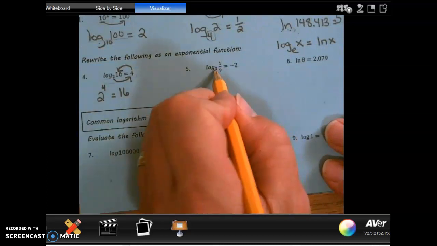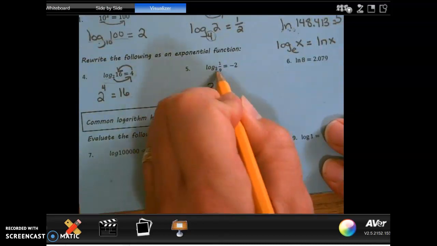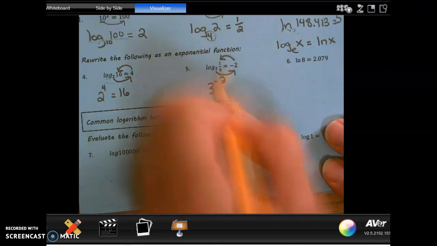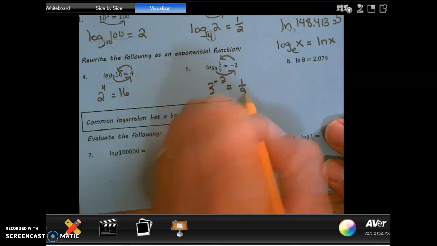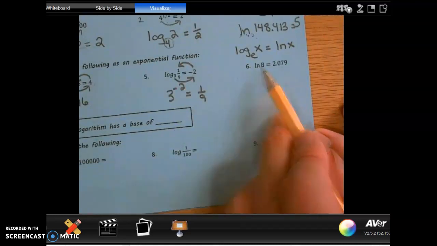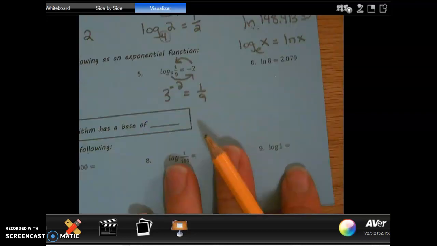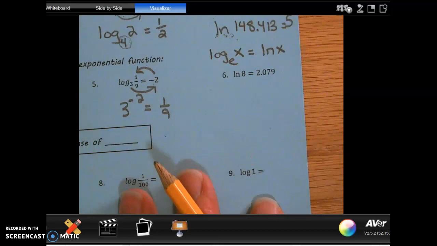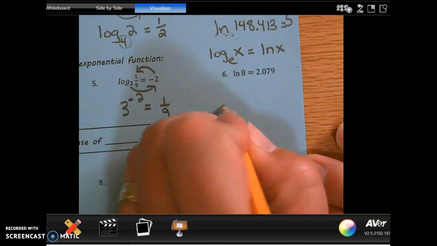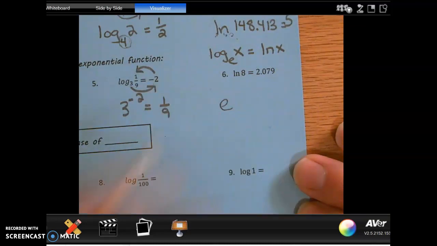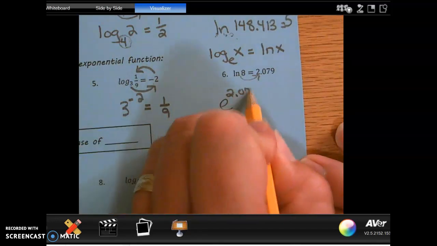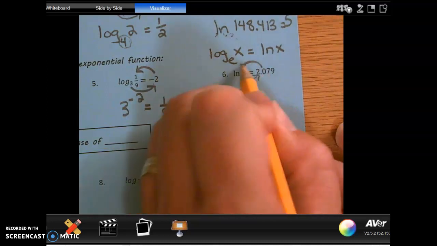Okay, next one, start with the base. Going around in a circle. Exponent, number. Do you remember the base for this one? Are you paying attention? Corey, wake up. Look up here. Yeah, base e. So now we're going to need to put the e down as the base. Okay, going around in that circle. That's the exponent. Equals 8.